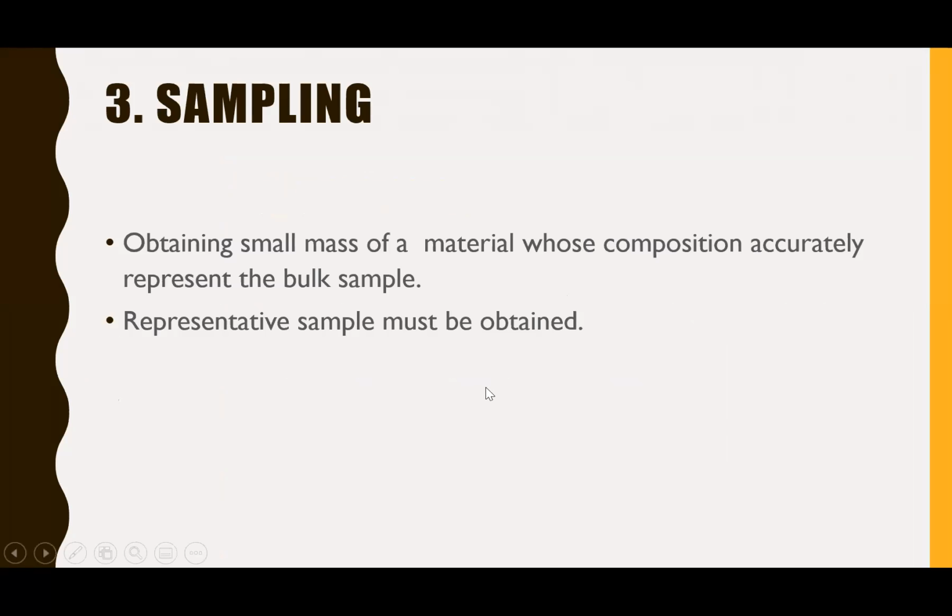So in sampling your material or your sample, you have to obtain a small mass of material whose composition accurately represents the bulk sample. For example, when we are doing analysis of a cancerous sample, we do a biopsy. We take a sample from the area which is suspected to be cancerous. That is called taking a representative sample.